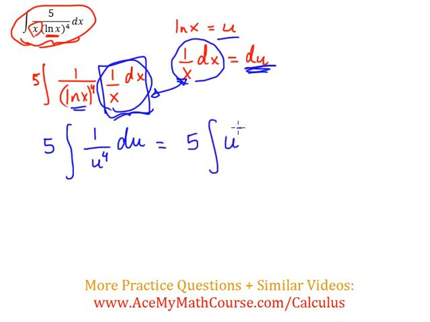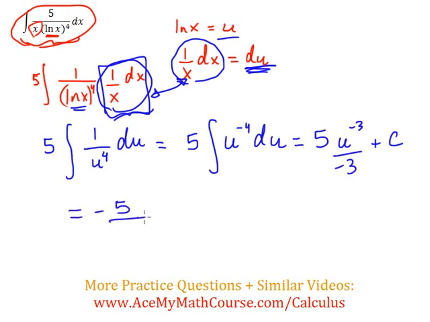Because that's u to the power of negative 4. So what I can do is add a 1, so I get negative 3, and divide by negative 3 also, and add the constant at the end. So this I'll just rewrite as basically negative 5 over 3 u to the power of 3, right? Negative power, so just send it down below, plus c.